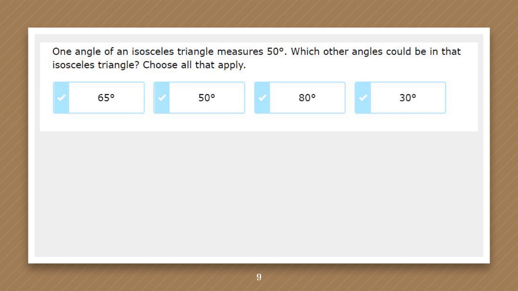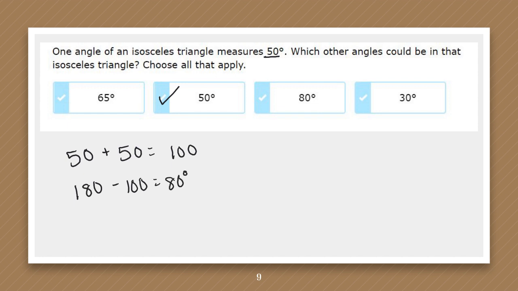Okay, so let's look at this one. It says one angle of an isosceles triangle measures 50 degrees. Which other angles could be in that isosceles triangle? So remember that in an isosceles triangle, two of our angles need to be the same measurement. So I automatically know that I could have another angle that is 50 degrees. So if I have another one that's 50 degrees, 50 plus 50 gives me 100, and I need a total of 180. So 180 minus 100 tells me my remaining angle would be 80 degrees. So I could have an angle measurement that's 80 degrees also.